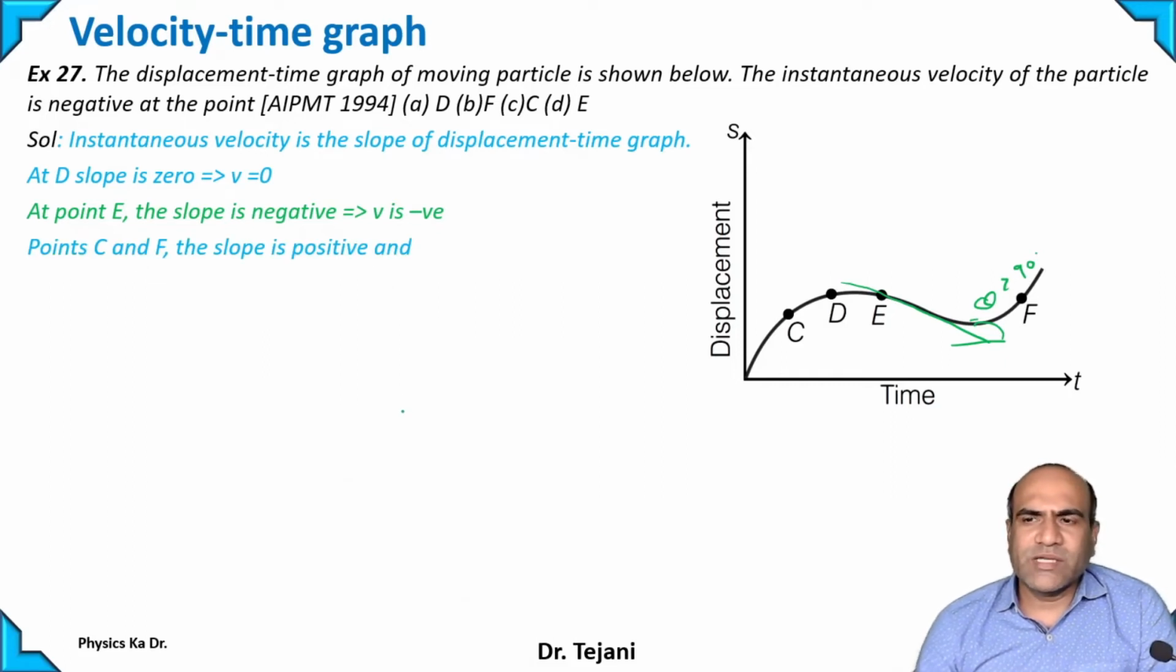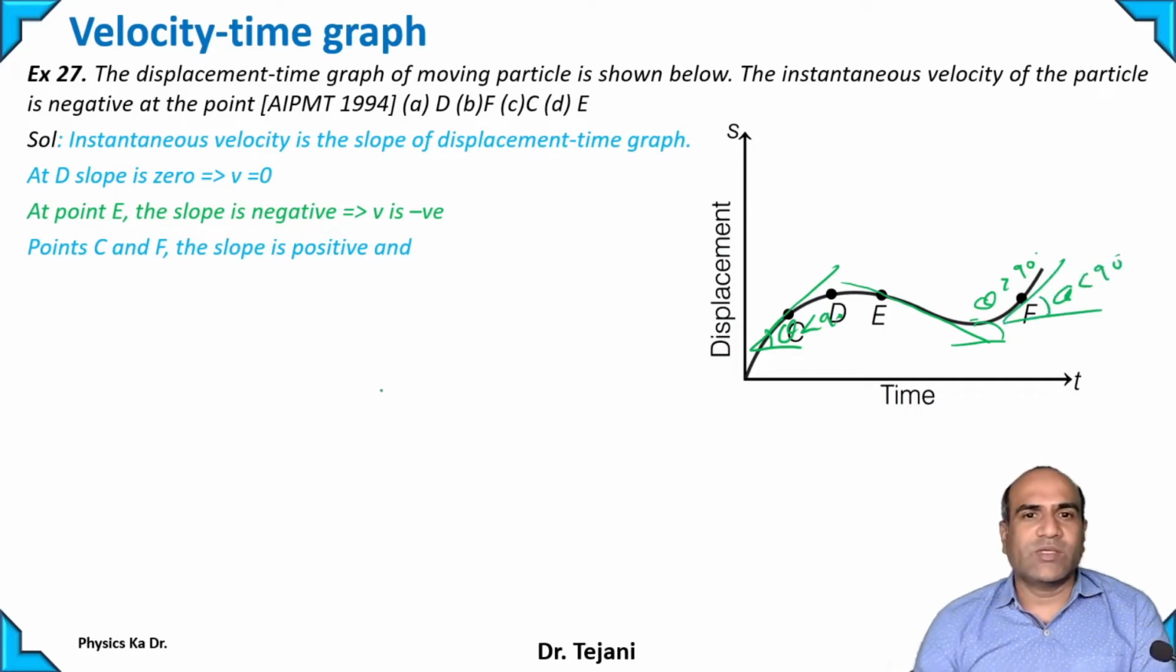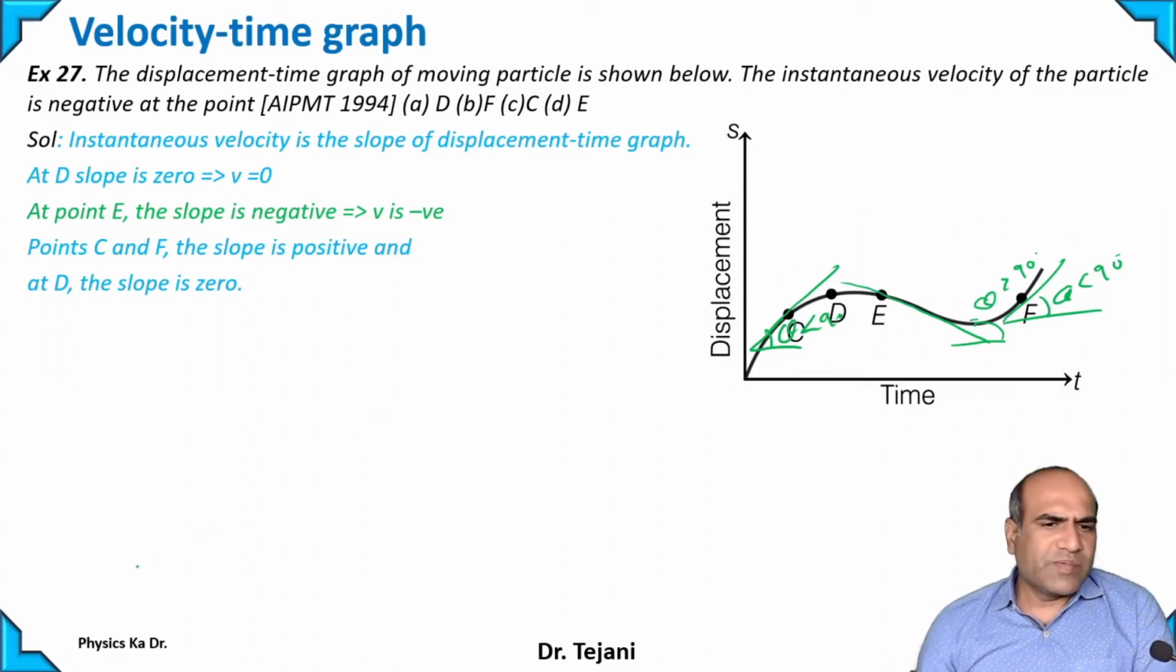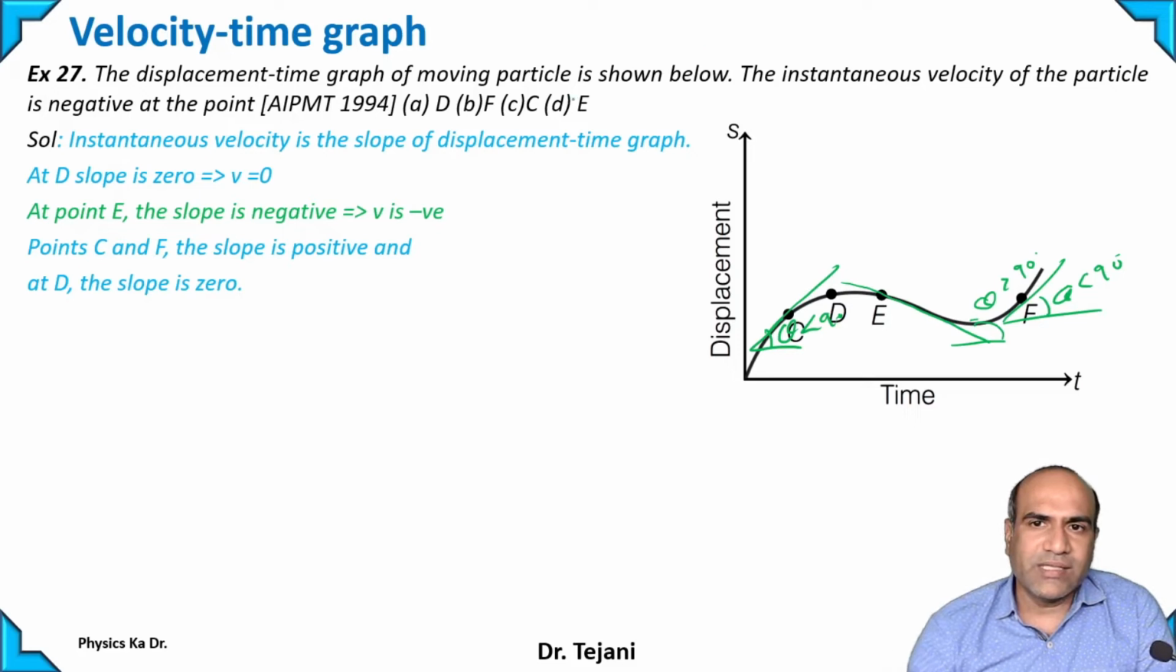C and F are positive. We already checked this. C is positive because this theta is less than 90 degree. For F also, this theta is less than 90 degree. So we know this. The slope is 0. So which answer is correct? Answer number D is correct.